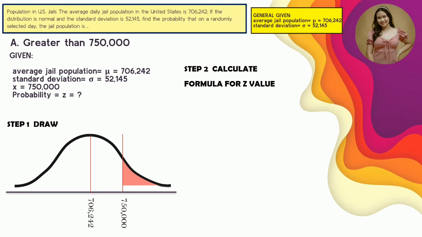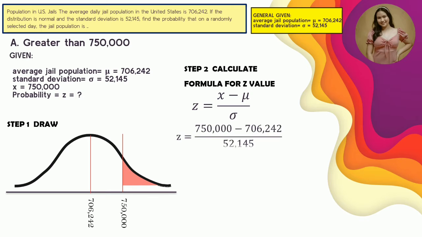And next we calculate. We use the formula for z value. This is our formula and we substitute our given values. We have 750,000 minus 706,242 all over 52,145. And then we subtract. We have 43,758 over 52,145. And now we divide. Now we have 0.83916 and we go for 2 decimal places, so we round off. And now we have 0.84.